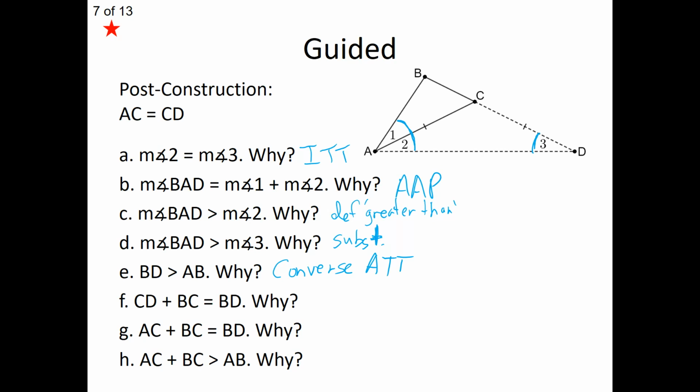Now there's something special about BD though. Let's look at the segment BD. BD is really broken up into two smaller segments, BC and CD. If I took CD and added it to BC, CD plus BC is equal to the entire segment BD. Why? That's the segment addition postulate. I can add the two collinear segments together and they equal the whole segment.